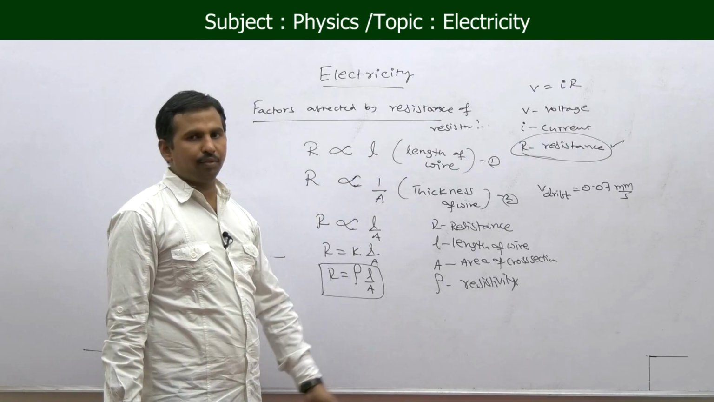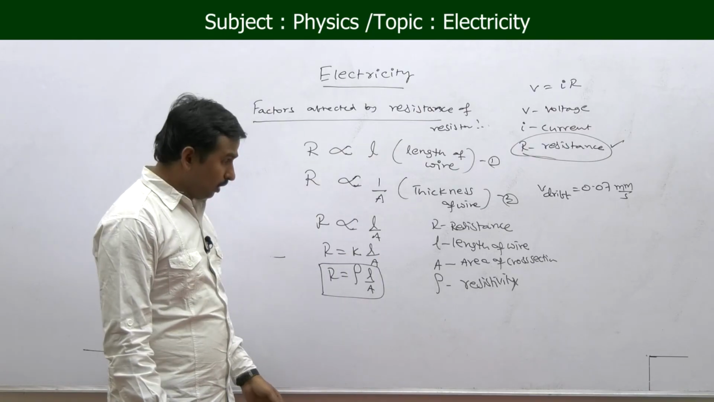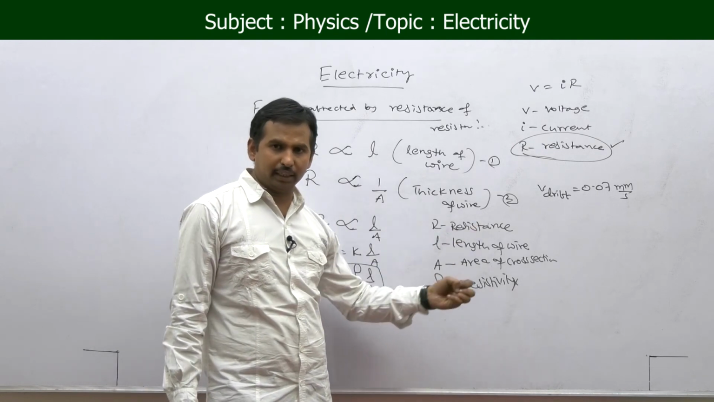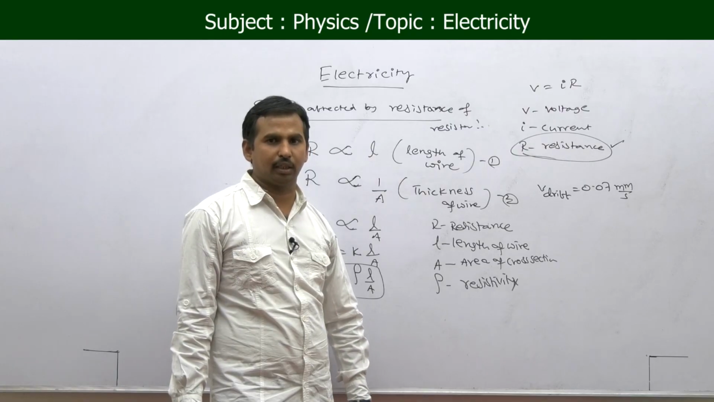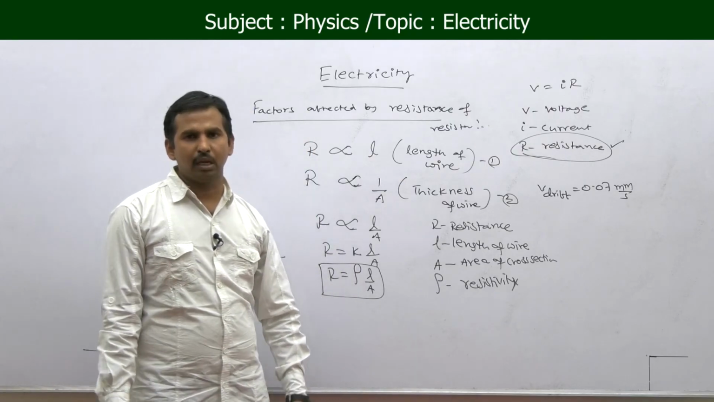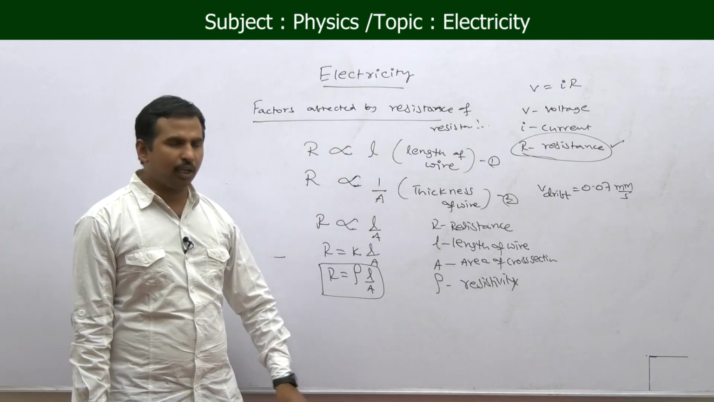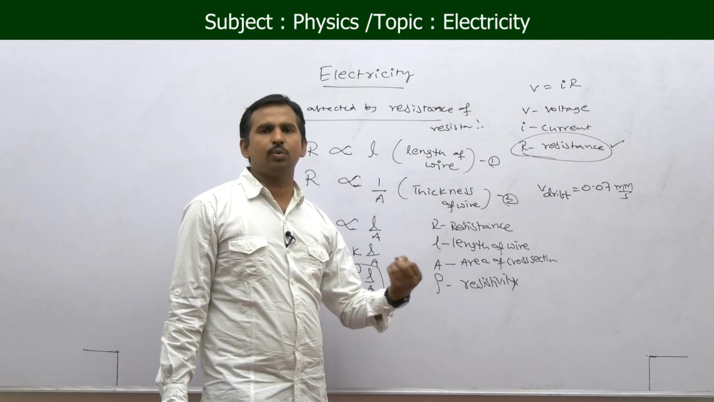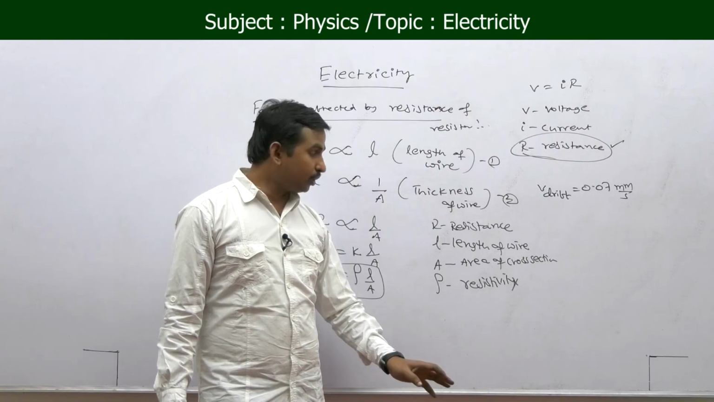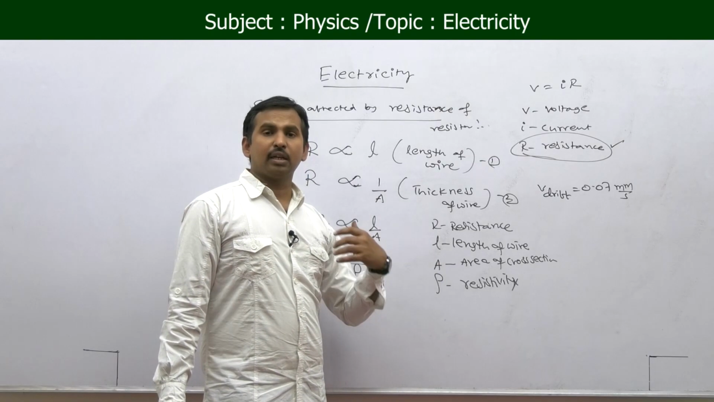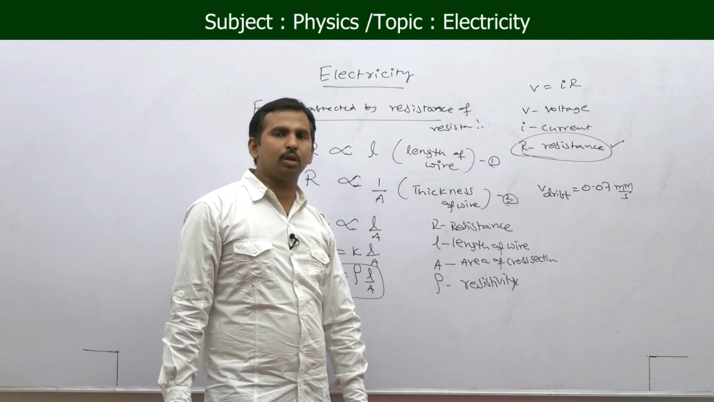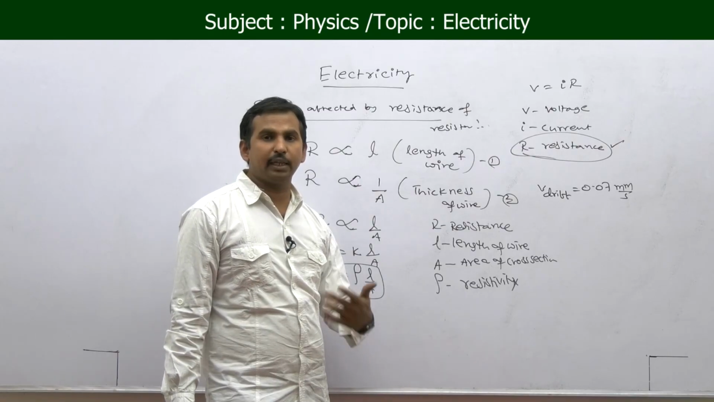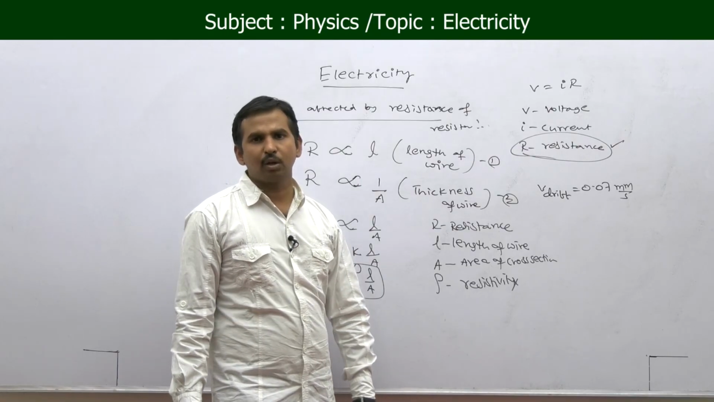The more resistivity we have, the more resistance we have. Resistivity actually depends on the nature of the material of the conductor you are taking. If you compare copper and silver, both are conductors, but silver's resistivity value is less, whereas for copper the resistivity value is a bit more. That is why silver conducts current very easily when compared to copper, because the resistance level is less in silver and a bit more in copper.